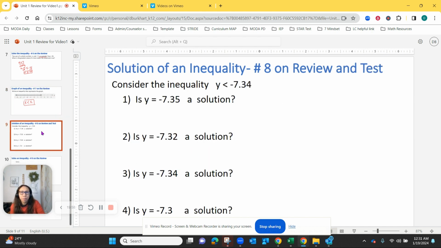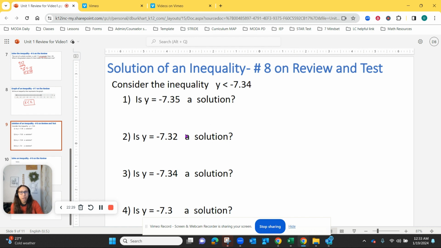Alright, for number 8, we have an inequality y less than -7.34. The question is, is y equal to -7.35 a solution? Looking at all the options, they're all negative numbers. The easier way to think about this is that the bigger a number is on the negative side, the smaller the number is. It's the opposite of positive numbers.